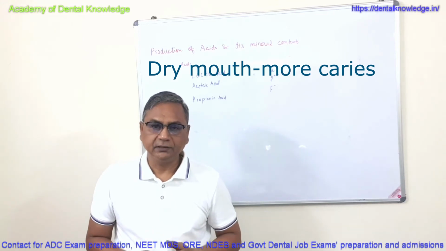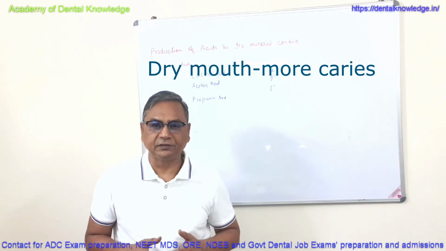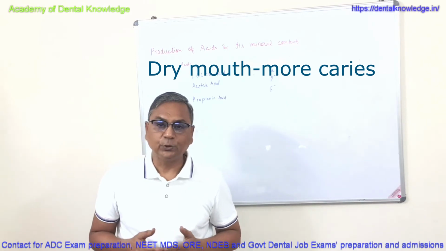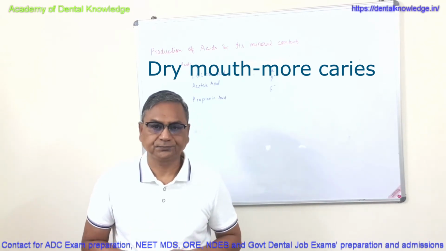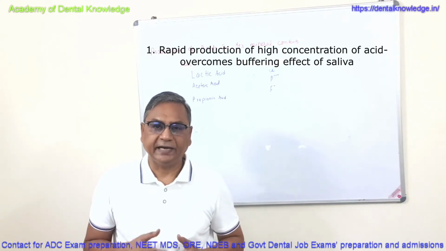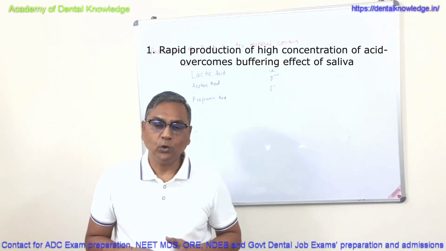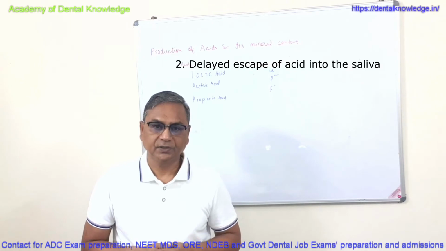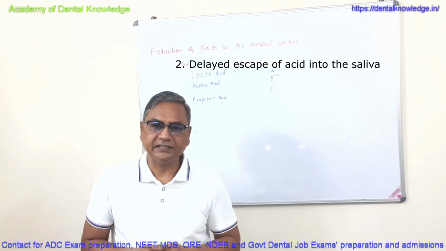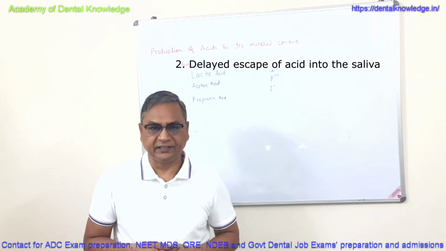The fast recovery to the normal pH is an essential and critical factor for the prevention of caries development. But it is slowed down by these factors. Number 1. Rapid production of high concentration of acid within the plaque temporarily overcomes local buffering. Number 2. Escape of acid into the saliva is delayed by the diffusion limiting properties of the plaque and its thickness.